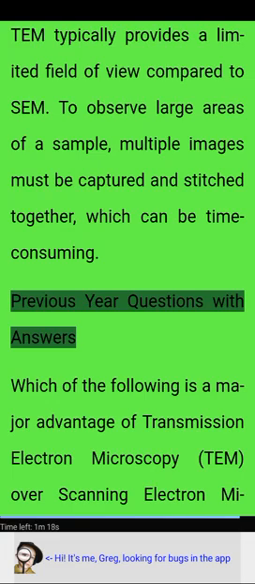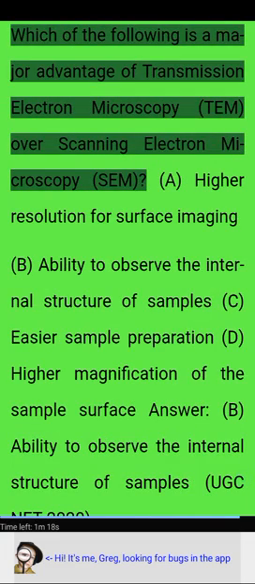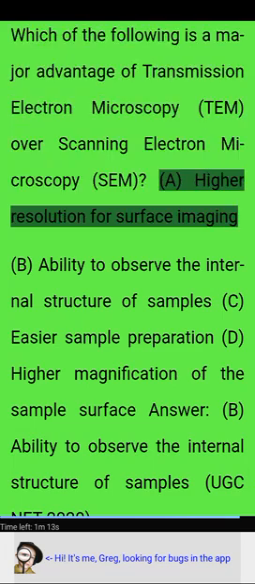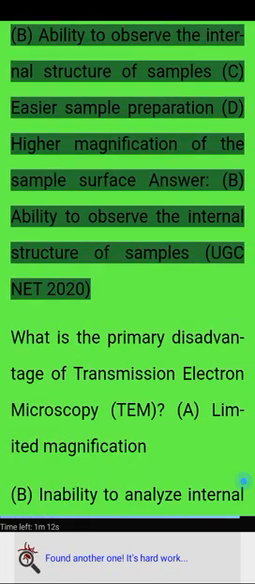Previous year questions with answers. Which of the following is a major advantage of transmission electron microscopy, TEM, over scanning electron microscopy, SEM? A. Higher resolution for surface imaging. B. Ability to observe the internal structure of samples. C. Easier sample preparation. D. Higher magnification of the sample surface. Answer: B. Ability to observe the internal structure of samples.